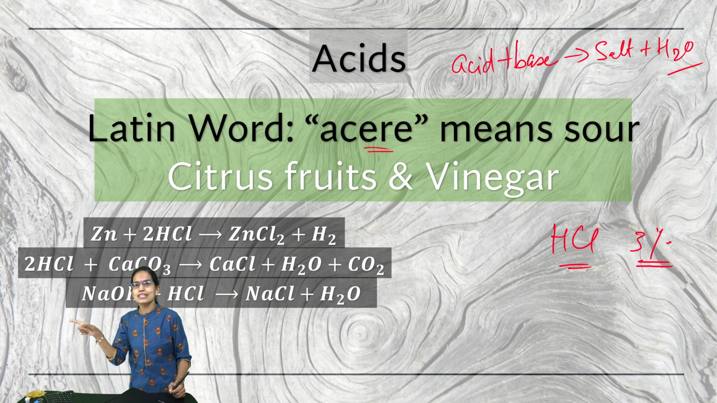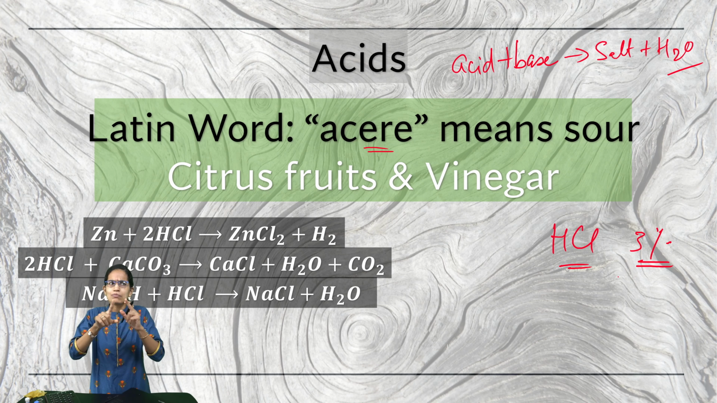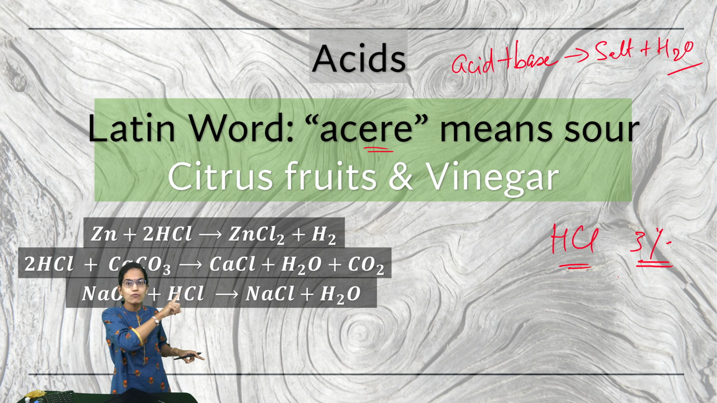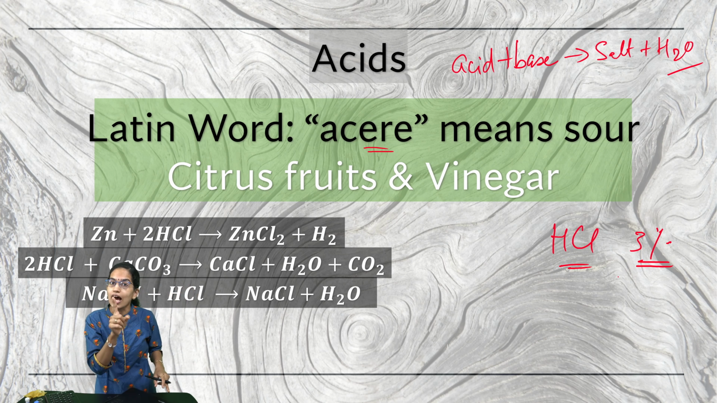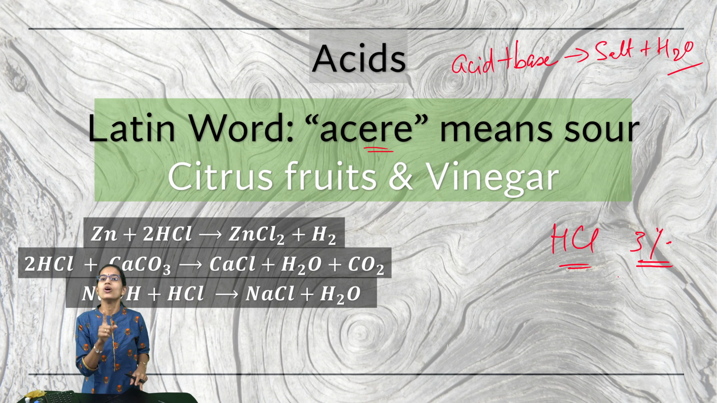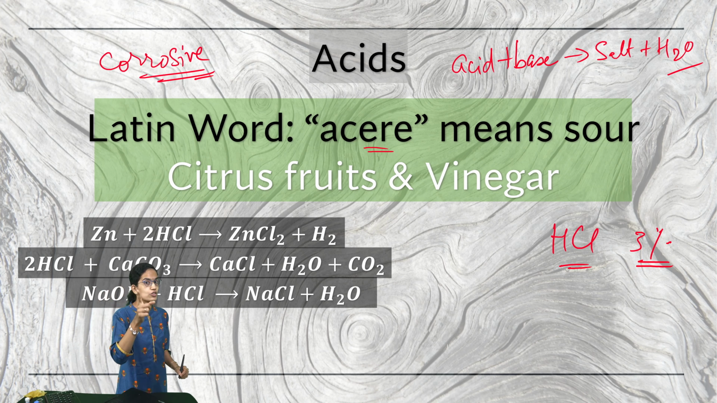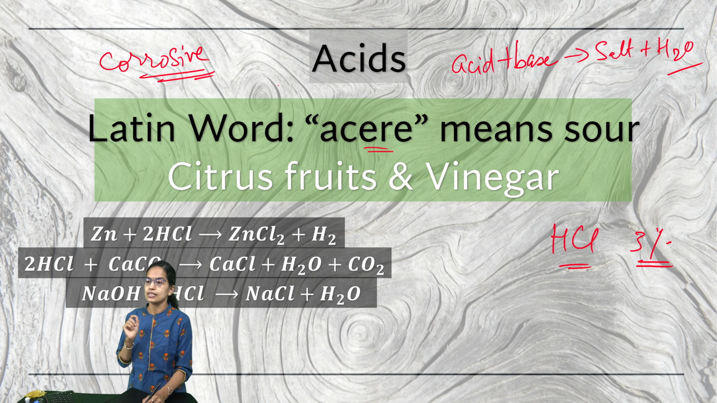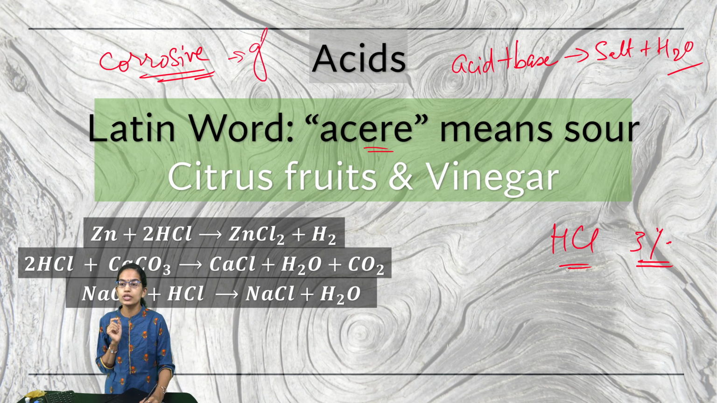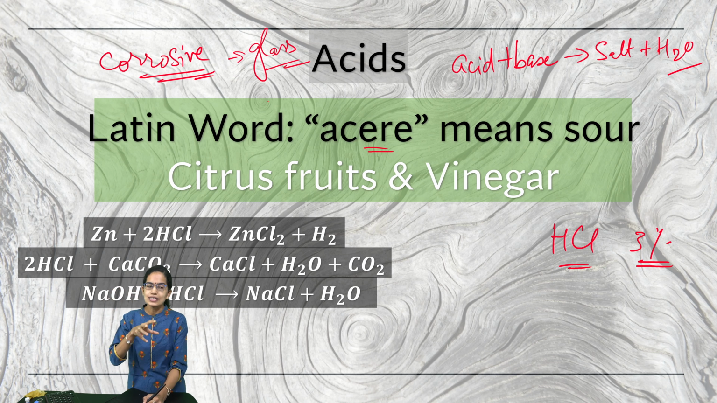Also, if you visit a chemistry lab, you would see most of the acids on the shelf are stored in glass bottles. Why is it so? Because acids are corrosive. Since they have a tendency to corrode, they cannot be stored in plastic containers. The only non-reactive good container here would be glass, and therefore acids are stored in glass bottles.